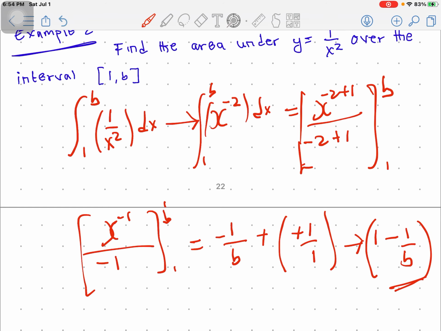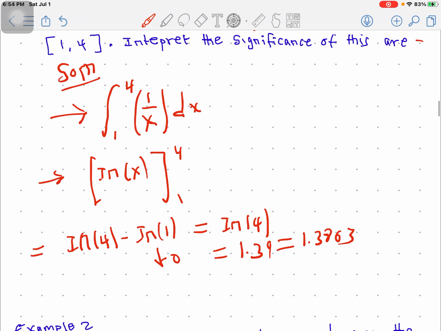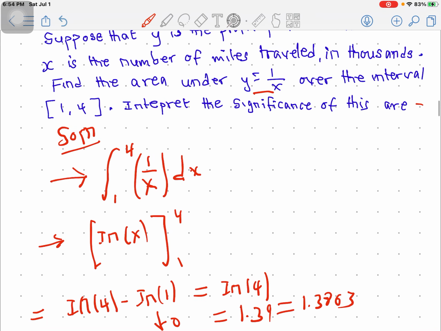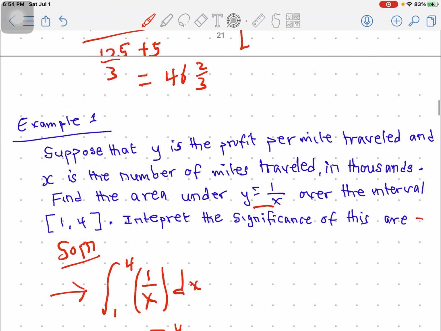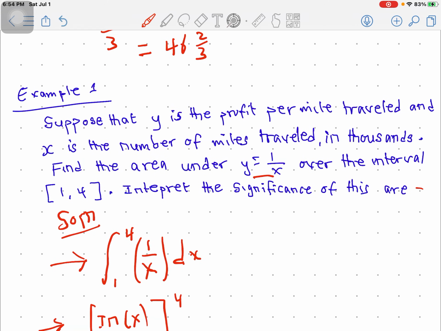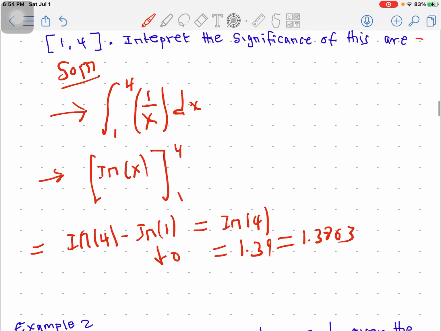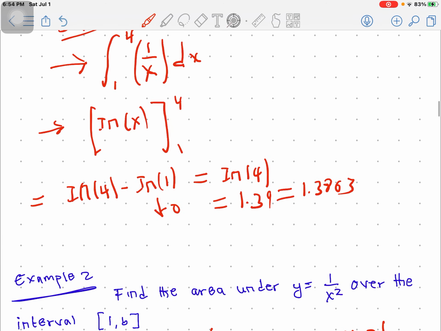So let's quickly go back here. I forgot to give an interpretation of this. So now we got a value of 1.386, and when we come to the question, we were told that this value is in thousands. So if this value is in thousands, we are going to get 1386.3. So it's in dollars, right? Yeah, it's in dollars.